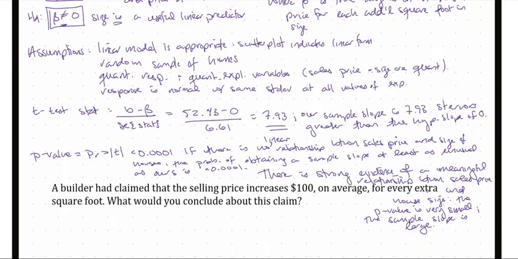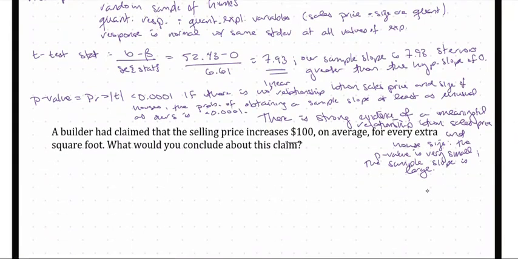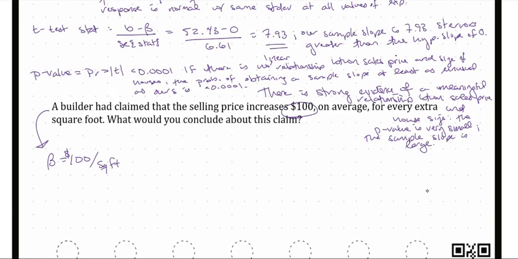So now let's look at it this way. A builder has claimed that the selling price increases $100 on average for every extra square foot. What do you conclude about this claim? This builder is saying that the true slope equals $100 per square foot. Do you buy that? Do you believe that this is a reasonable claim? Now we could go and we could test a null hypothesis, or we could build a confidence interval. I suggest we do the latter.